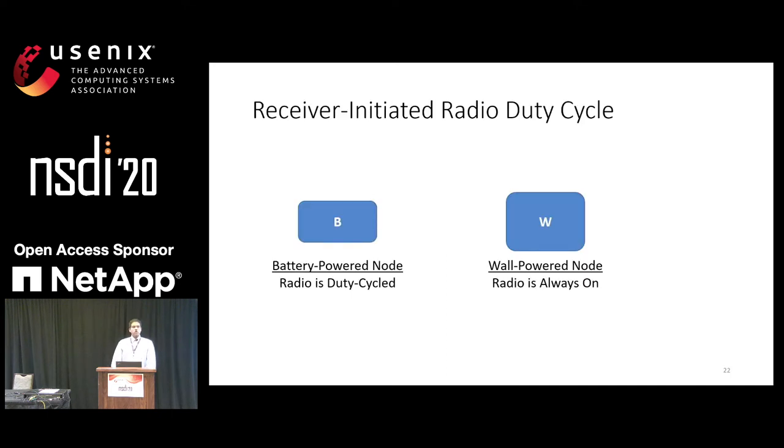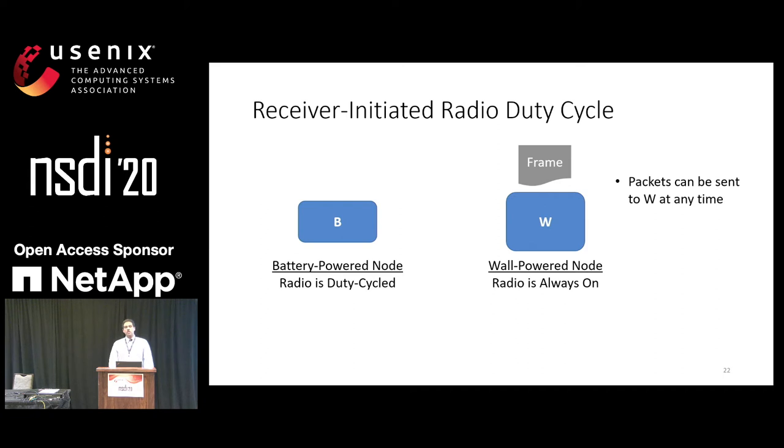So in OpenThread, you have two kinds of nodes. You have battery-powered nodes where you want to duty cycle the radio, and some wall-powered nodes that have enough power to keep their radio on and listening all the time. Okay, so sending a packet here from B, which is a battery-powered node, to W, which is a wall-powered node, is actually not too difficult because W's radio is always on. You can just send it at any time.